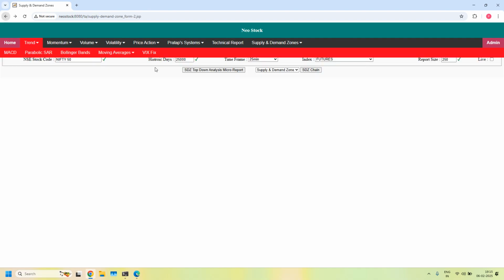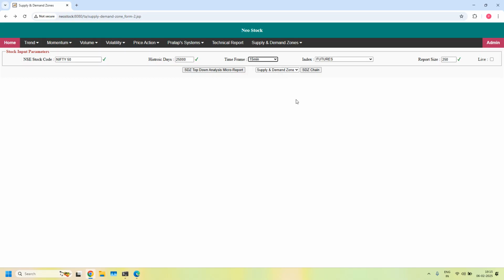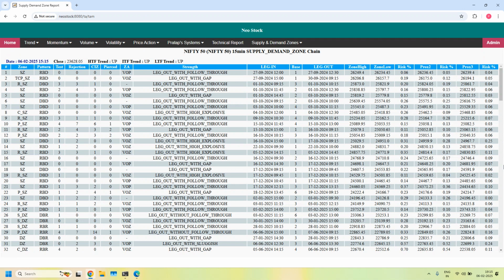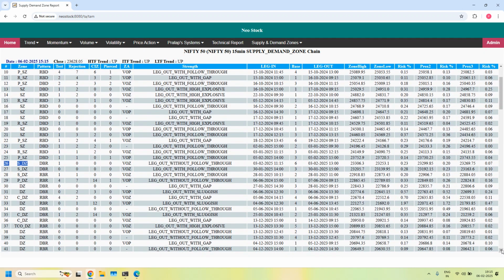Okay, next, 15 minute supply demand zone chain for NIFTY. This is the nearest 15 minutes demand zone. Let me put it in the center so that you can get equal number of demand and supply zones.